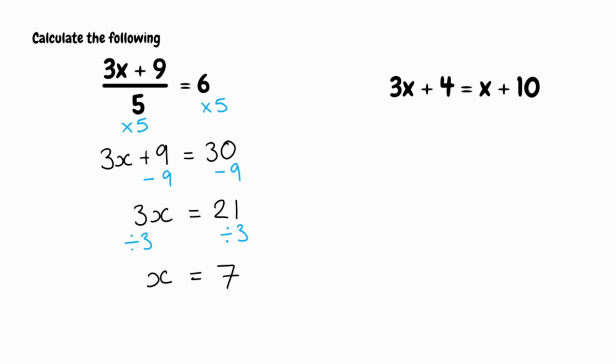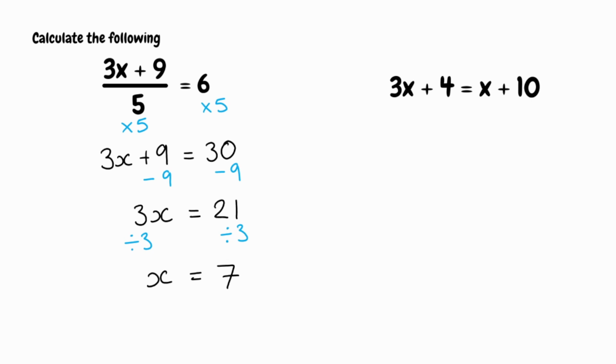Now looking at this question to the right, we've got 3x plus 4 is equal to x plus 10. So this question is slightly different as we now have coefficients of x on both sides of the equation. So what we want to do here is have the coefficients of x all on one side. And a little trick we can do here to make it easier is to always get rid of the smaller coefficient of x. So on the left-hand side of the equation, I've got 3x, and on the right-hand side of the equation, I've only got 1x. So 1 is smaller than 3, so we're going to get rid of that coefficient on the right-hand side.